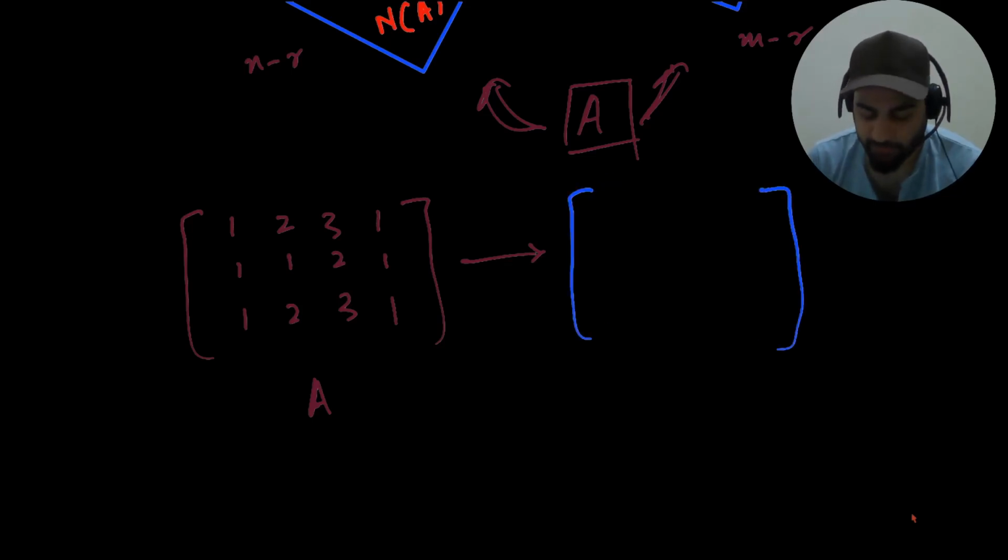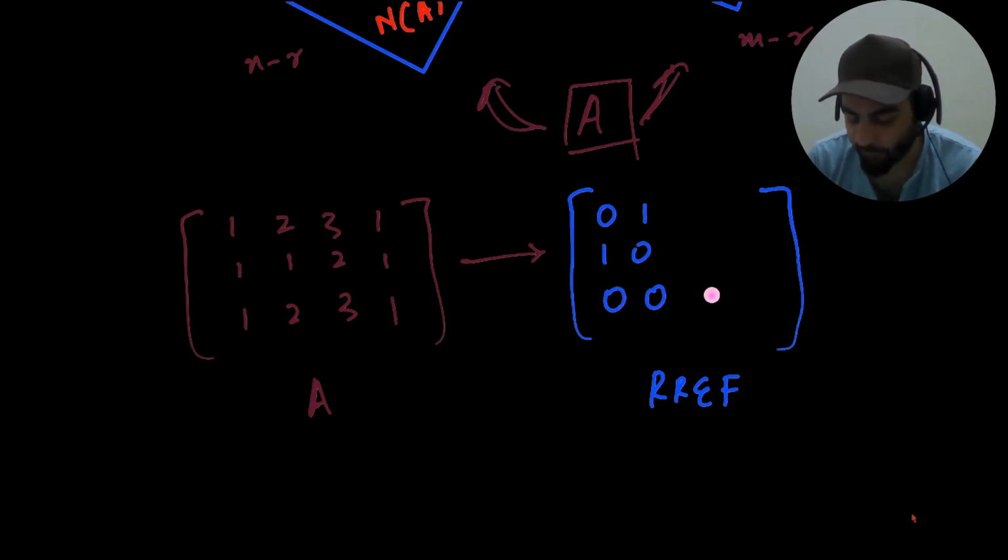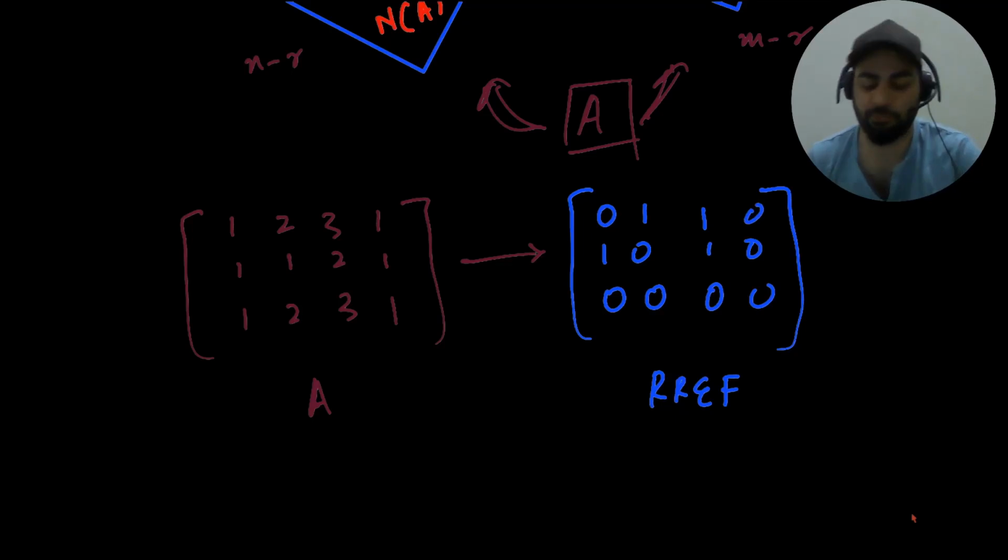So when we reduce this A into row reduced echelon form, what we got out of this was 0 1 1 0 followed by zeros. This whole row became 0, and then we had 1 1 and then 0 1, something like this. Let's suppose it was this, otherwise we can back check it as well. So this was what we got.